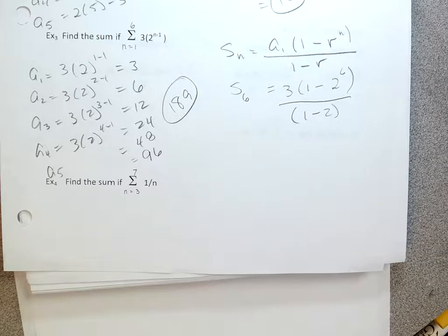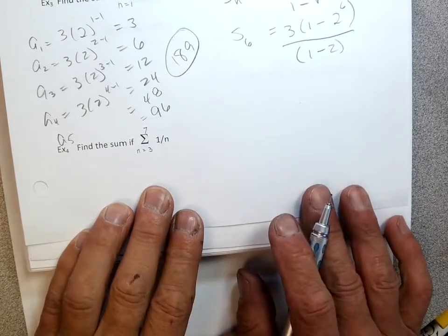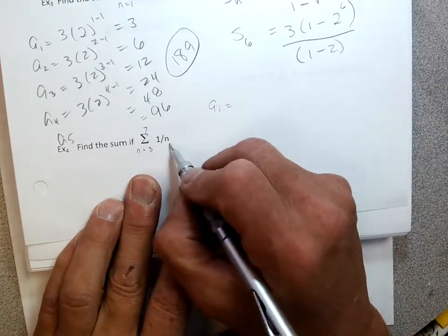Number 4 is easy and not easy. There's no formula. But luckily, I only gave you 3, 4, 5, 6, 7, five terms, okay? All right, so let's make it. A1. Am I going too fast? Okay, A1 is simply, you've got to plug in 3, right?